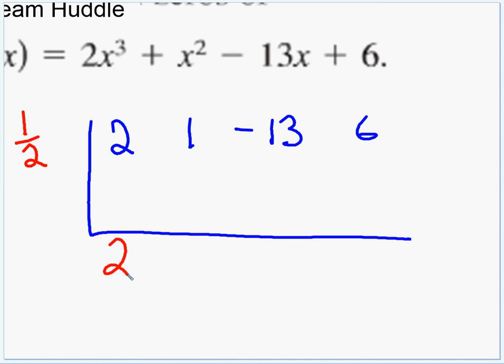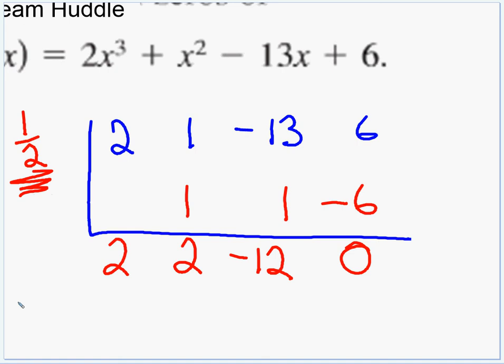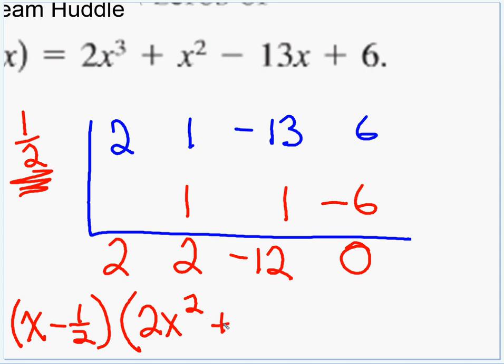We bring down our 2. Half of 2 is 1, and we add. Half of 2 is still 1, and we add negative 12. Half of negative 12 is negative 6, and we add and get a 0. So 1/2 is a solution. That means x minus 1/2 is a factor. And then we're left with a 2, but now our power dropped by 1. That's 2x squared plus 2x minus 12.